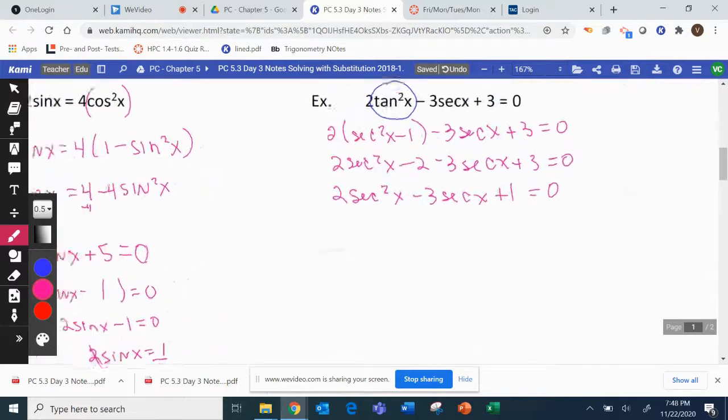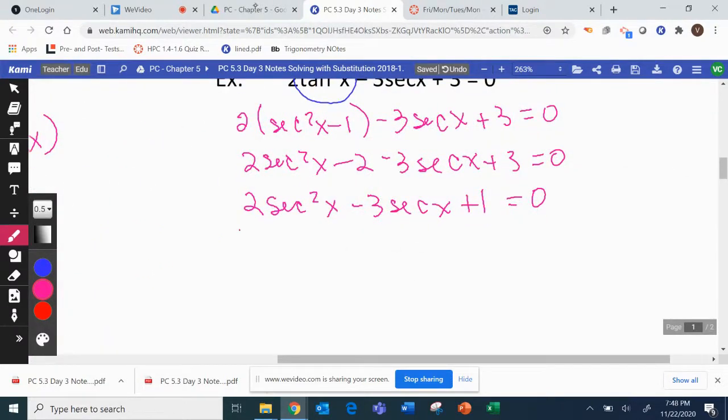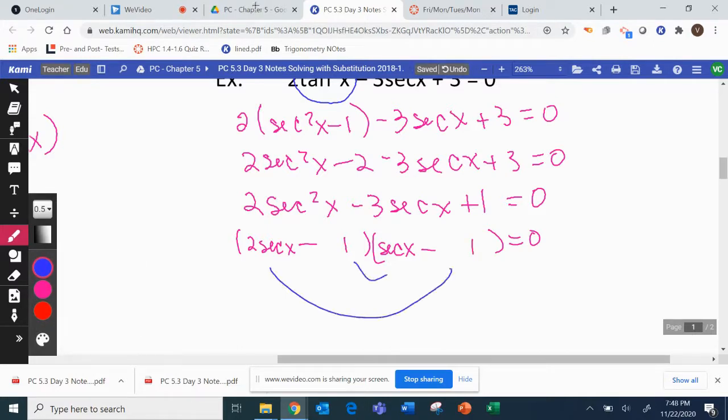Okay, I'm going to try to factor that. Do 2 secant x and secant x. They're both going to be minuses. They're both going to be a 1. And if I check my factoring, I will get a minus 2 secant x, and I'll get a minus 1 secant x. And that will equal that minus 3 secant x. So I know I factored it correctly.